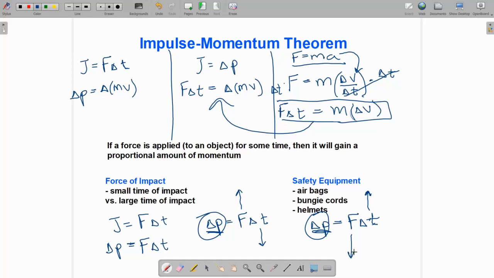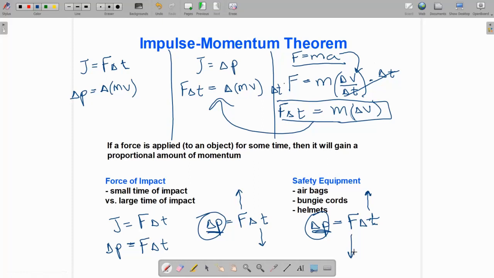It can be hard to understand because it's not changing the actual force of the impact itself. It's just changing the force that you feel, making the average force lower.